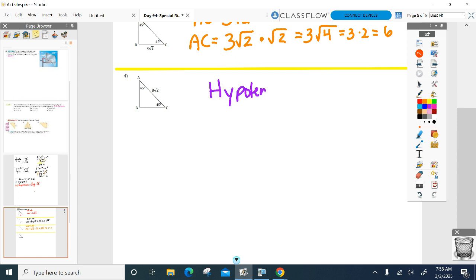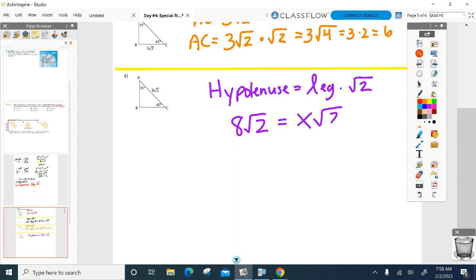Hypotenuse equals leg times radical 2. I'm going to just write the rule out. Now, 8 radical 2 is the hypotenuse. Plug it in for the hypotenuse in the rule. 8 radical 2 equals, you can put x for the leg. That's what we're trying to find. Radical 2. Or if you want to put the multiplication symbol in between.